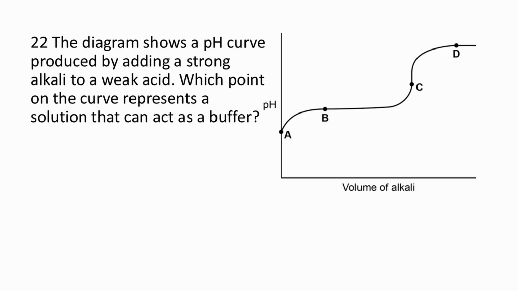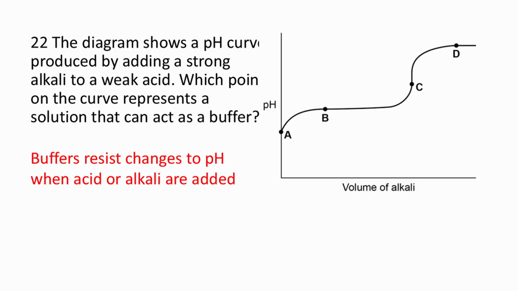Next up, we have a question on a pH curve. The diagram shows a pH curve produced by adding a strong alkali to a weak acid. Which point on the curve represents a solution that can act as a buffer? Buffers resist changes to pH when acid or alkali are added. We can see that at point B, if a small volume of alkali is added or removed, the pH doesn't change very much. The correct answer is option B.